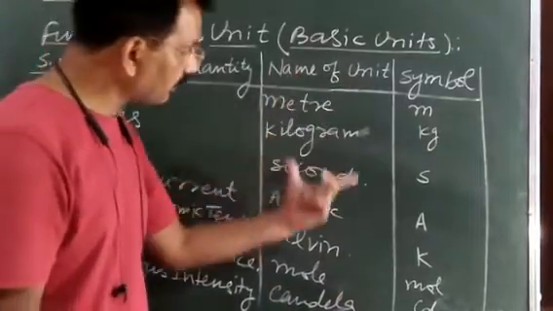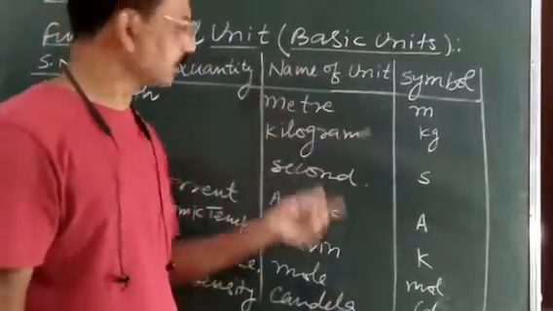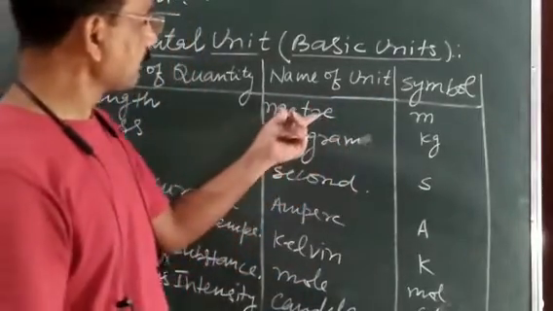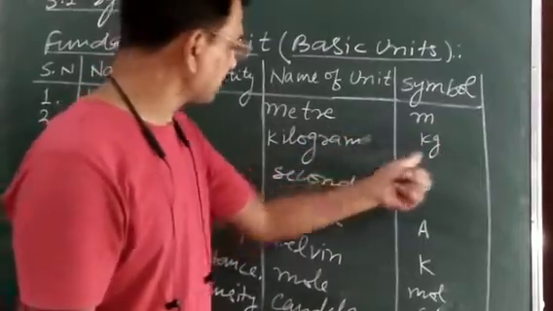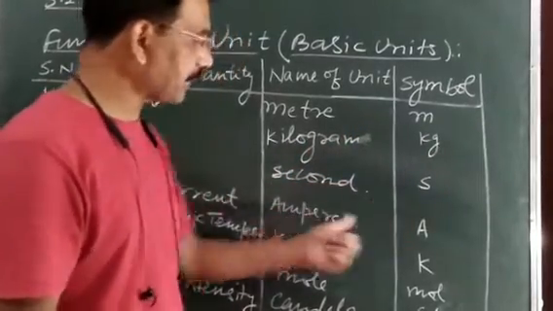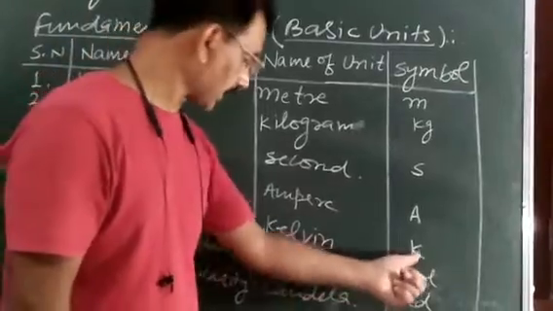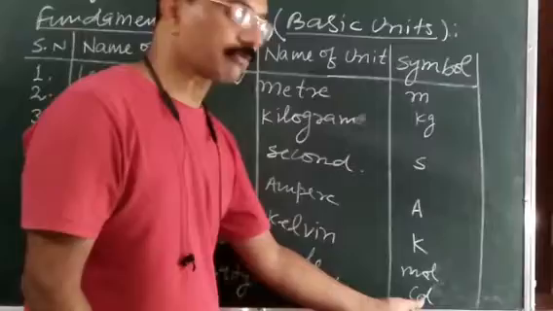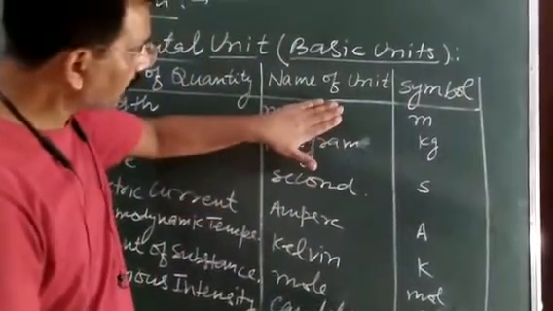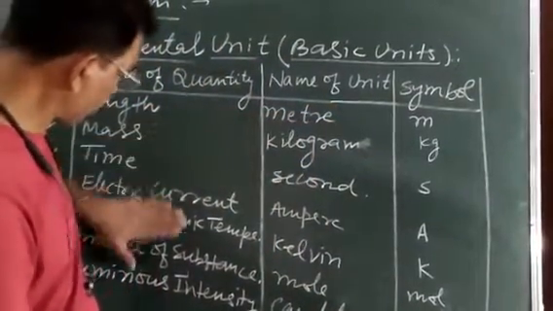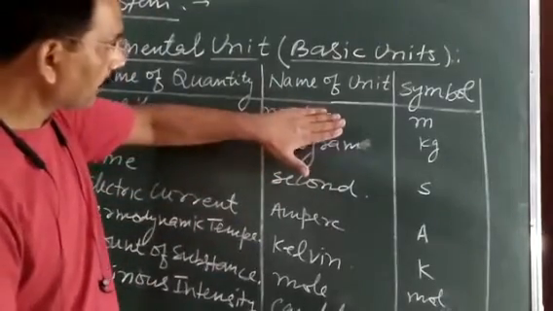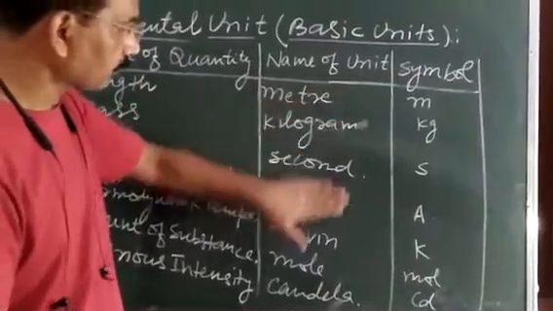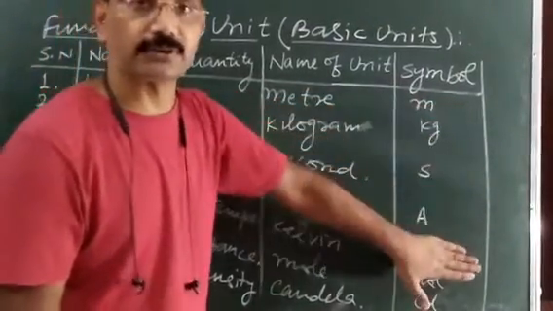And because it is not possible to always write out all these units, we use symbols. In symbol form, we write M for meter, kg for kilogram, s for second, A for ampere, K for Kelvin, mol for mole, and for candela we write only cd. So these are the fundamental quantities, these are their fundamental units, and these are the symbols for them.